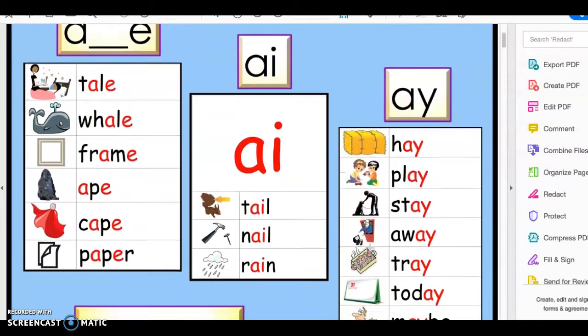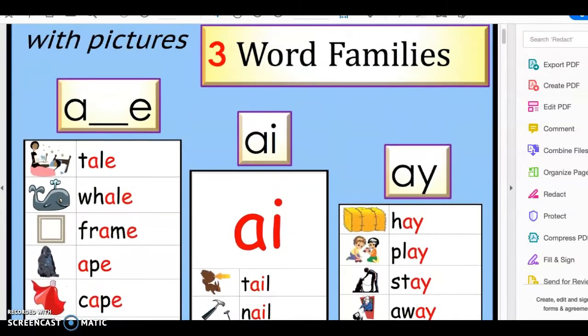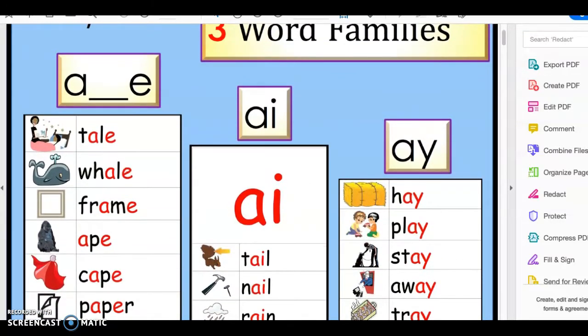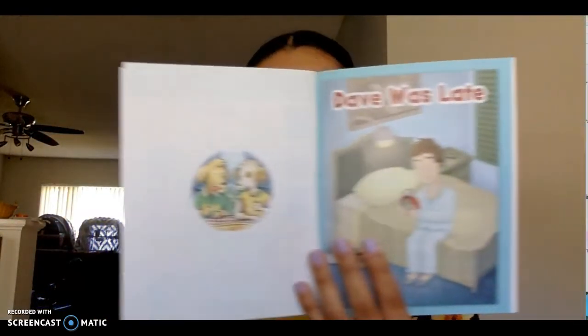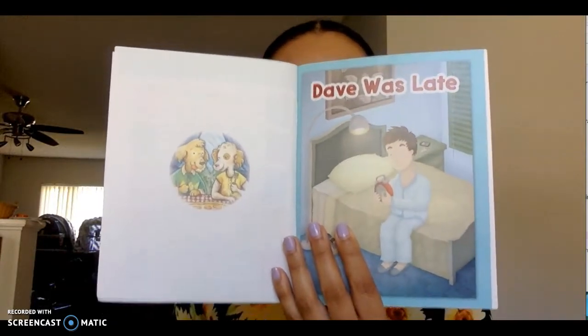And if you're having difficulties with this, you can always pause the YouTube video here and you can review this, but we are actually going to go right into our story. So our story for today is called Dave Was Late. Look at Dave. Oops, he's right there. So being late is when you don't make it to somewhere on time.